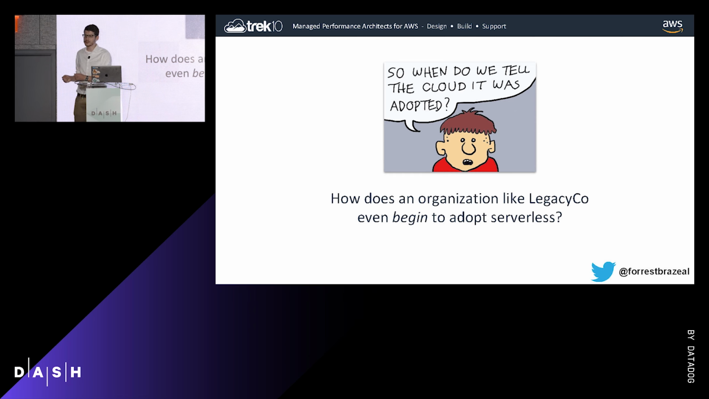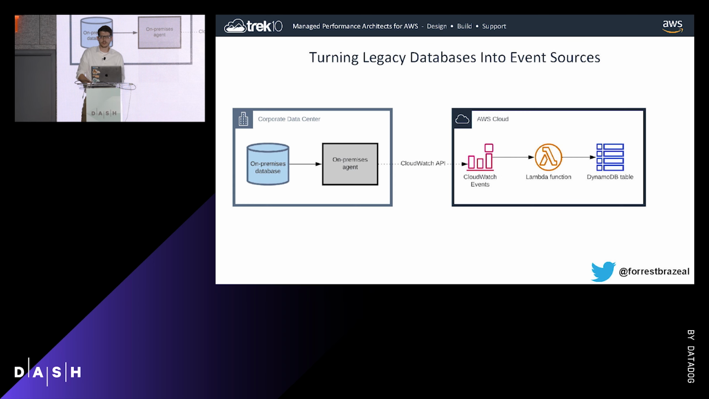We're going to look at some technical and some human things here. And I'm going to start with the technical challenges because, frankly, I think they're easier to solve. I'm going to talk you through a few architectures, a few strategies that we've used with some success here at Trek 10 to start moving these legacy systems to serverless. One of them is turning legacy databases into event sources.